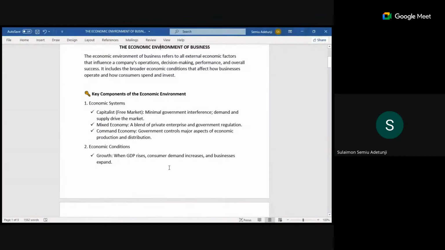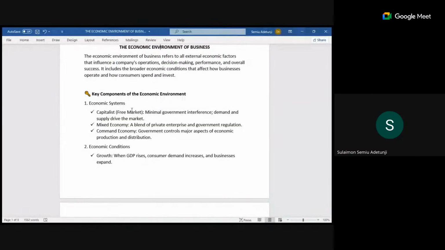Then what are the key components of the economic environment? We look at the economic system. Economic system comprises capitalist, mixed economy, and command economy. Then what is a capitalist market?